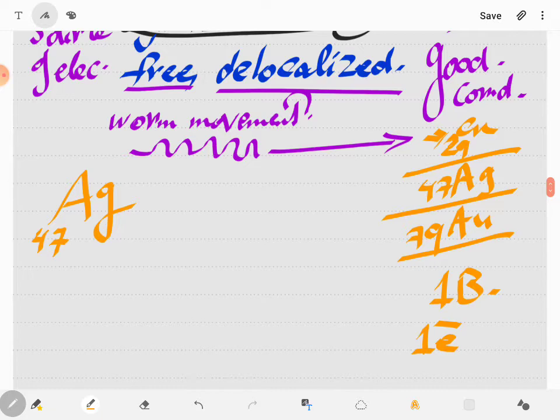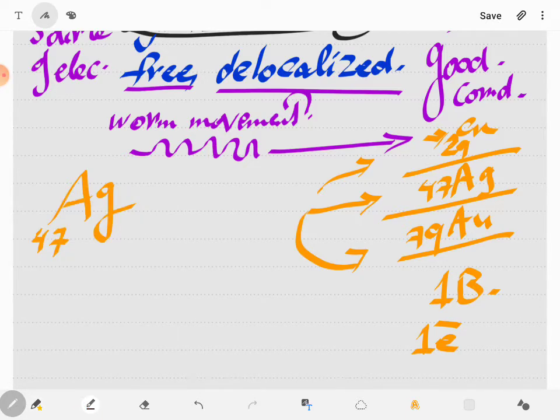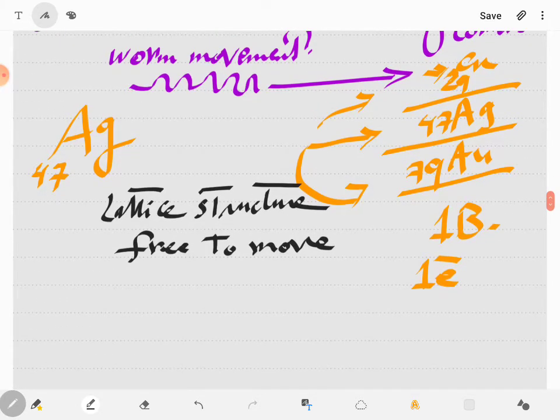Why is silver a good conductor, even better than copper or aluminum? It's referred to its lattice structure, and also it has one electron in its outermost shell that is free to move. It's ready, with any signal it will fly. Look, Ag, silver, 47.